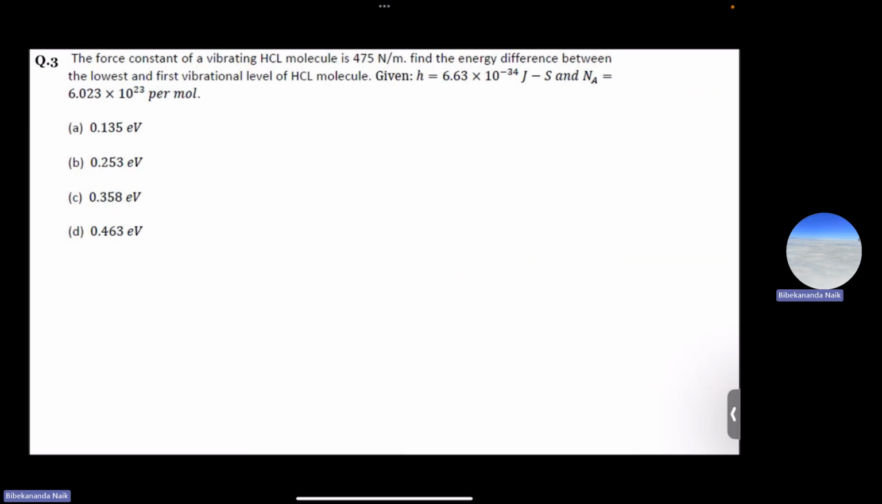The options are option A 0.135 electron volt, option B 0.253 electron volt, option C 0.358 electron volt, and option D 0.463 electron volt. This question is again a bit similar to the previous two questions we have already discussed. I'll give you a few minutes to try this question, then after some time I will discuss.